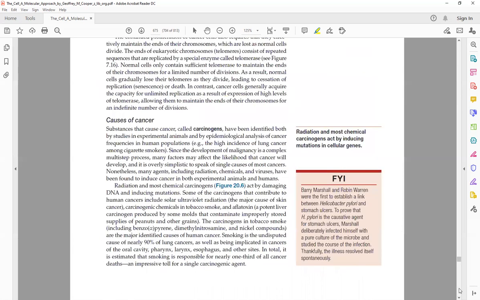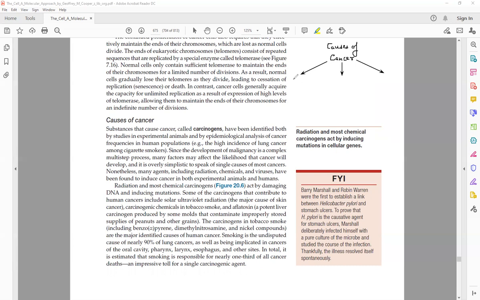Next point, causes of cancer. Now, what are the different causes of cancer? Basically, the causes of cancer can be categorized into three different types. One is the physical causes, another one is the chemical causes, and the third one is the viral causes, the biological causes. So chemical, physical, and biological. I'm just going to write them out in front of you.